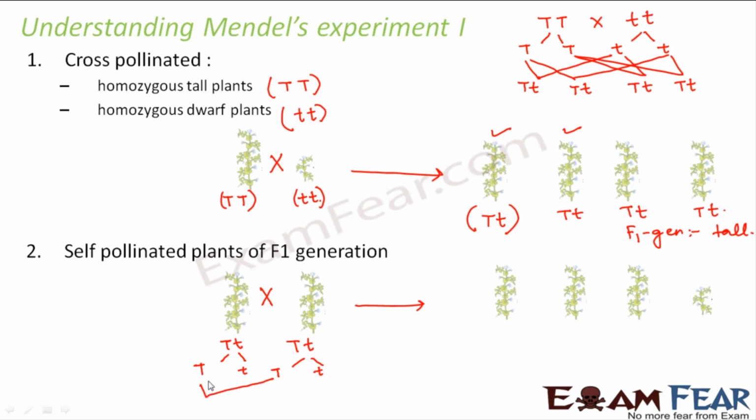So these are the possible combinations, right? This will give capital T small t, capital T capital T, capital T small t, and small t small t. So this is a homozygous tall plant, maybe this is capital T, capital T. There is another homozygous dwarf plant, which is this one. And the remaining two are heterozygous tall plants. So that is why these three were tall and this one was short. Right? So now you understand why Mendel was obtaining these kinds of results.